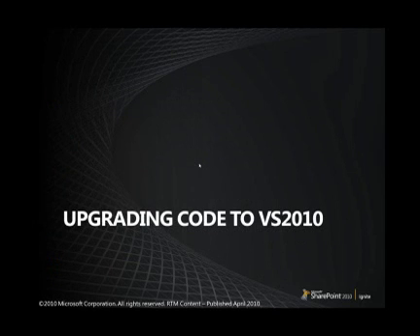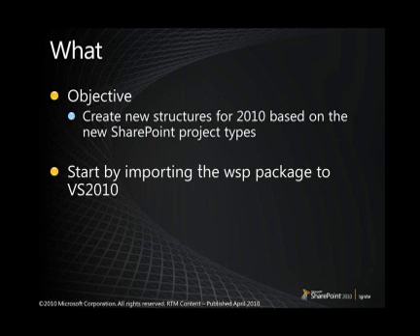Let's concentrate on the actual code and how we actually upgrade the code itself. The initial objective was to create the new structures for 2010 based on the new SharePoint project types. And obviously the first step is to import the WSP package to Visual Studio 2010. There's a project type available for importing WSP packages, and it will create the initial structure for the Visual Studio project.